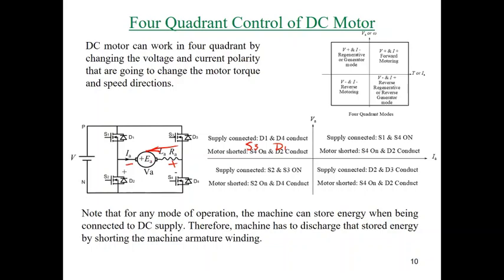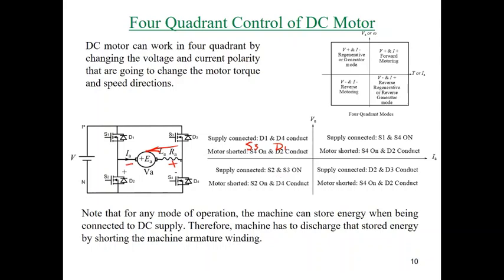So this means we have to turn on S3 with S2. To supply the motor in reverse mode, we need to connect S2 and S3. In order to control the voltage again, we have to chop this voltage, which means we have to short the machine for a part of time. So how can we short the machine for a part of time here? In that mode, we need to turn on S2 and D4.